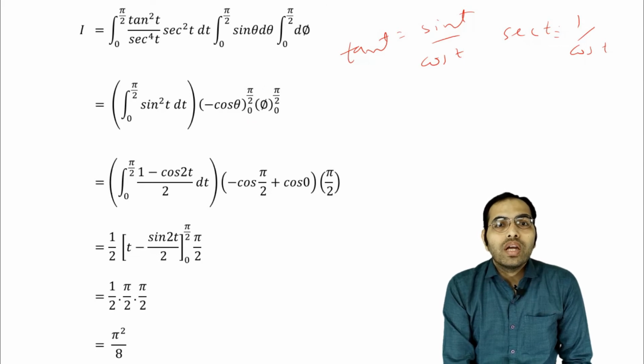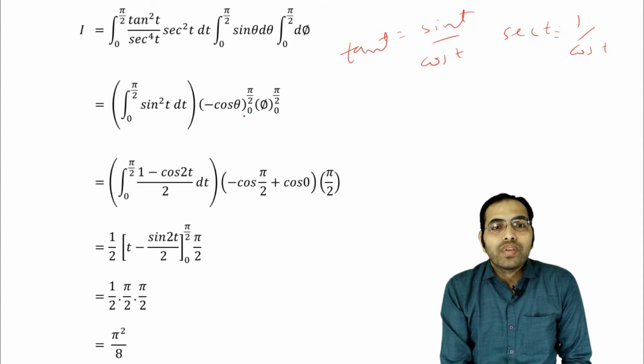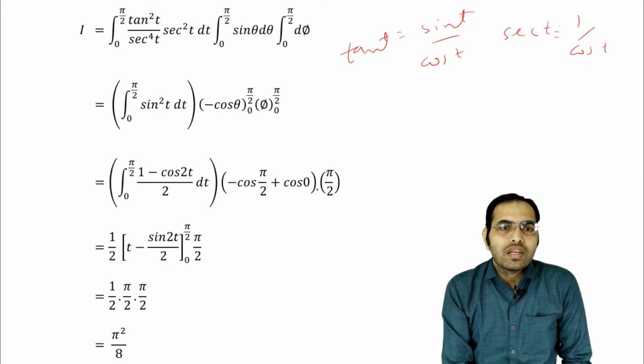to pi by 2, integral of d phi, that is phi from 0 to pi by 2. Then upper limit minus lower limit in the second and third terms, that will give you minus cos pi by 2 plus cos 0 and pi by 2 minus 0.